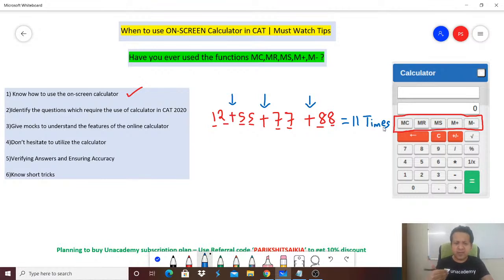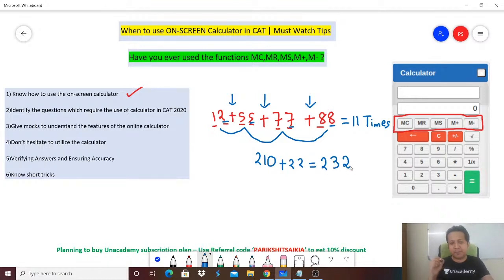On the contrary, how do you take up such questions? Do the maths orally. You round it off to the nearest multiple of 10. You can say 10 plus 50, 60, 60 plus 70 is 130, 130 plus 80 is 210, 210 plus the unit digits. 2 plus 5, 7, 7 plus 7, 14, 14 plus 8, 22. So 210 plus 22 will get you 232.